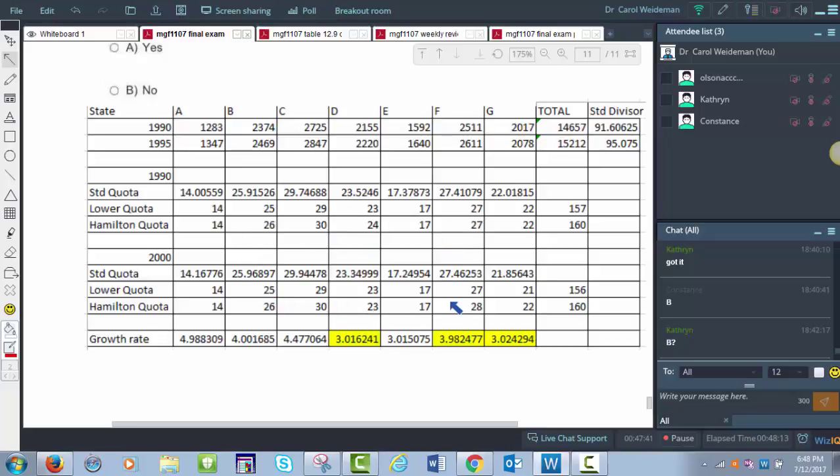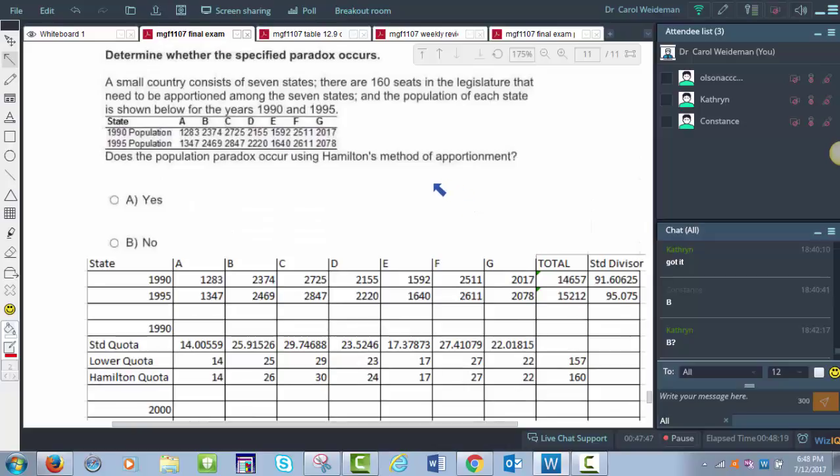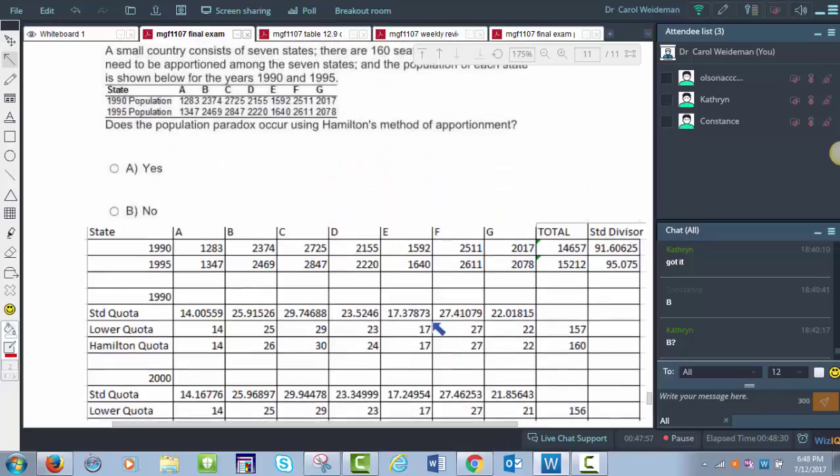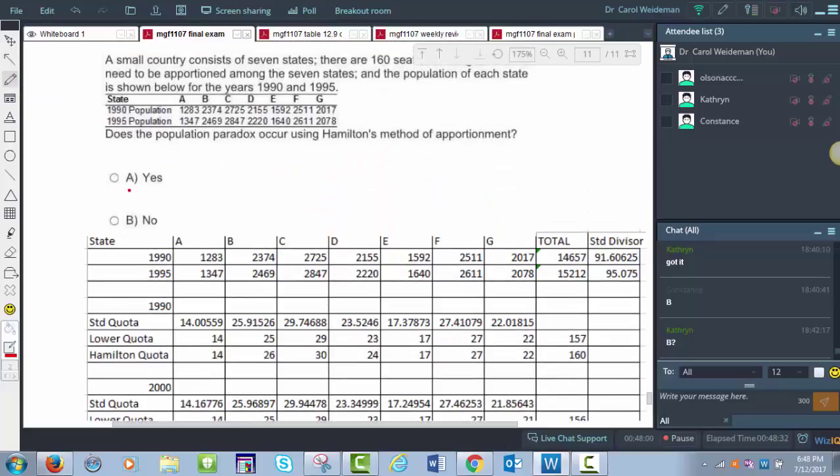This one gained a seat. But this one's growing faster. So that would make sense. So this is not an example of the population paradox. If this growth rate here had been less than this growth rate, then it would have gained a seat even though it wasn't growing as quickly. So in this case, the answer for this one is no. A little bit of work on that one to get to the answer.